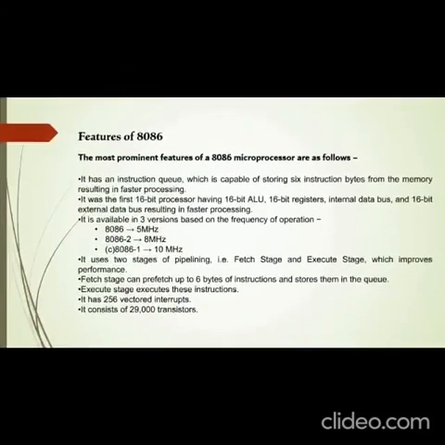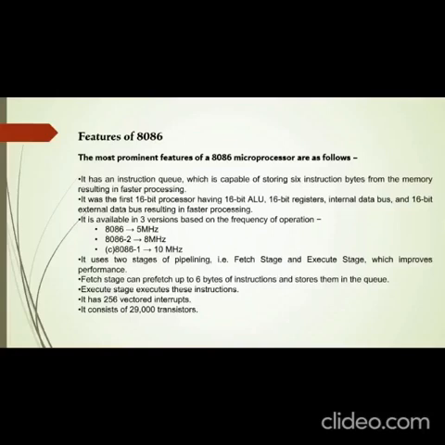Features of 8086. The most prominent features of the 8086 microprocessor are as follows. First, it has an instruction queue which is capable of storing 6 instruction bytes from the memory, resulting in faster processing. Second, it was the first 16-bit processor having 16-bit ALU, 16-bit registers, internal data bus and 16-bit external data bus, resulting in faster processing.